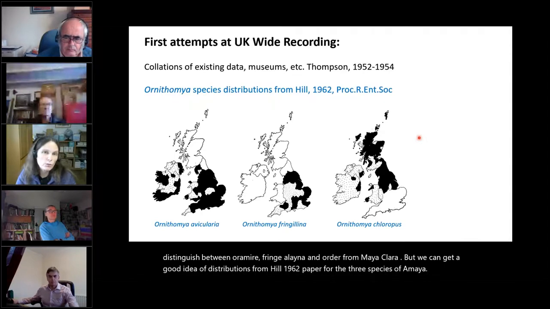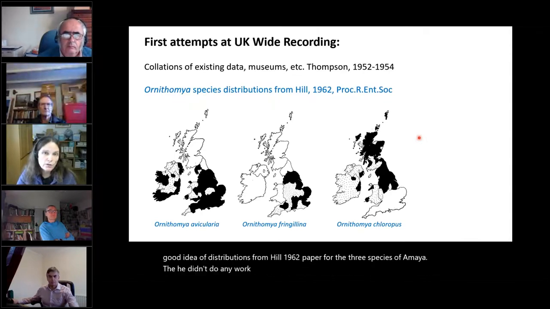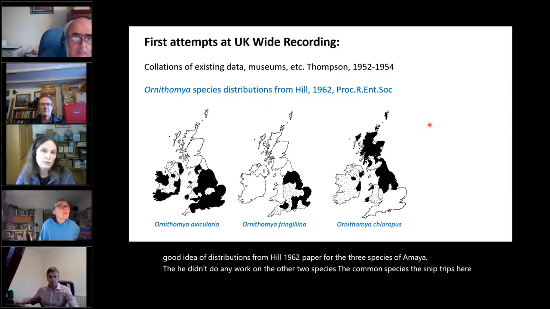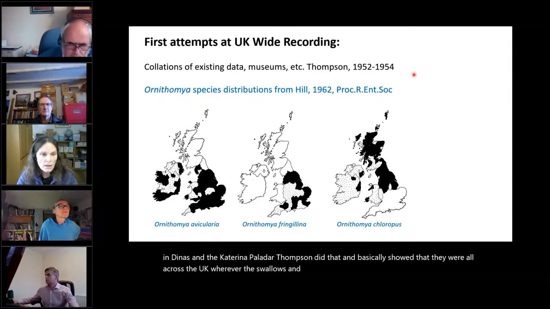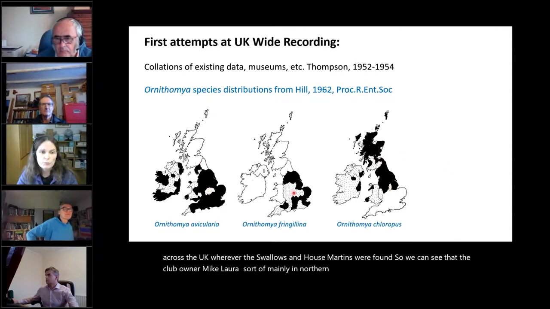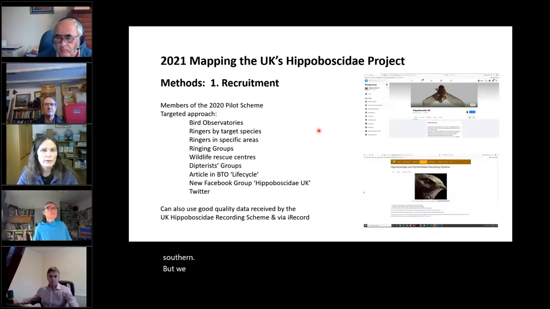He didn't do any work on the other two species, the common species, Stenepteryx hirundinis and Crataerina pallida. Thompson did that and basically showed that they were all across the UK wherever the swallows and house martins were found. So we can see that Ornithomya chloropus is mainly a northern species, the other two are probably more southern. But we don't really know where they are now.